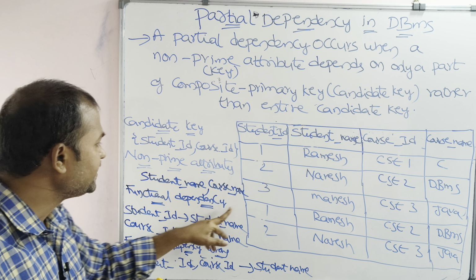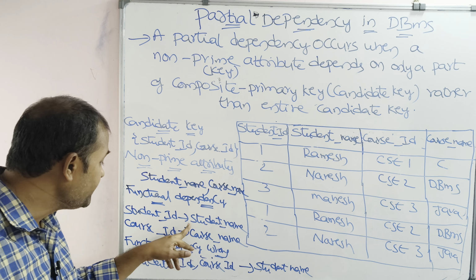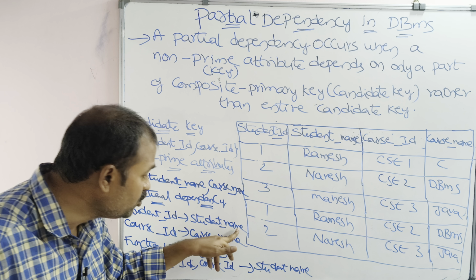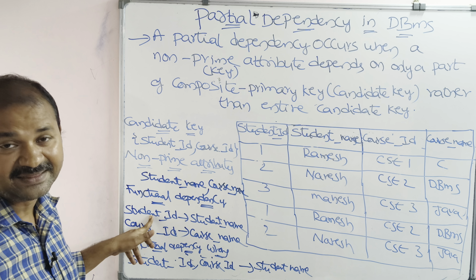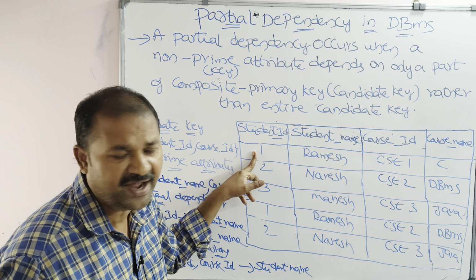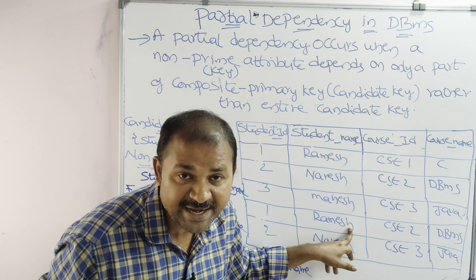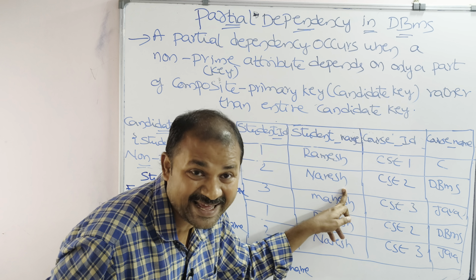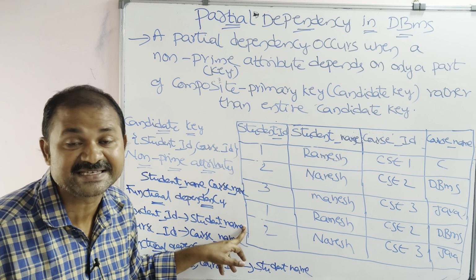Next, let us consider the functional dependency. Student ID implies student name. That means student ID determines student name. Here the student name depends on the student ID. If we know the student ID, then we can easily determine the student name. If the student ID is 1, then the student name is Ramesh. Likewise, if the student ID is 2, then the student name is Naresh. So we can say that this functional dependency is correct.